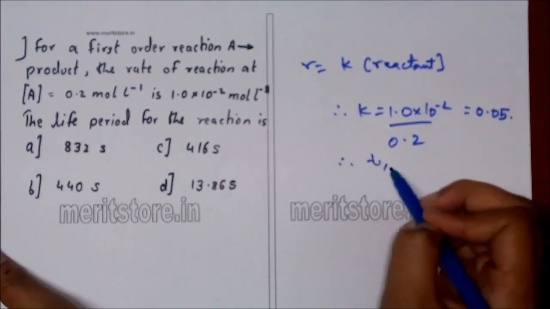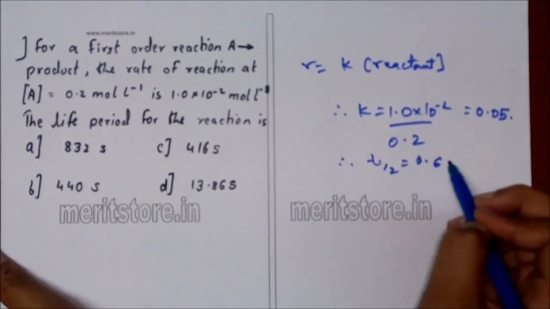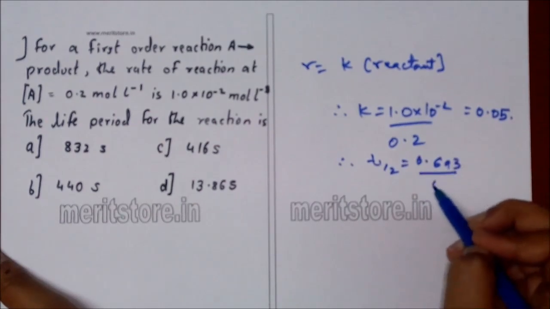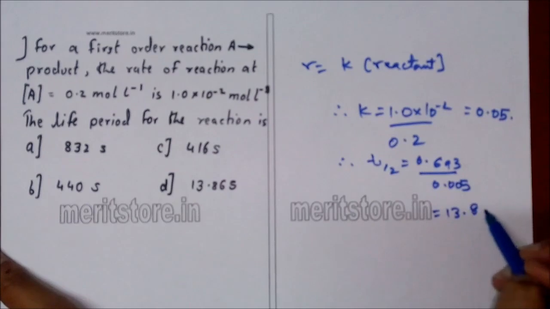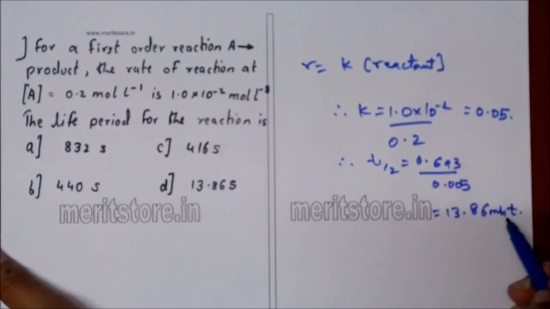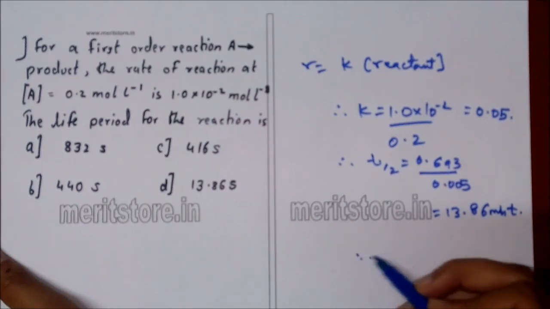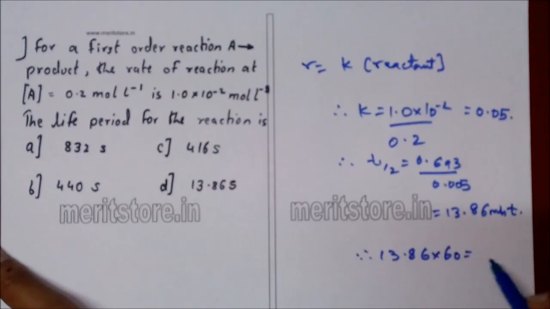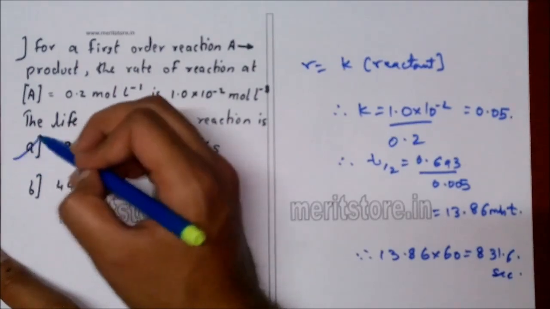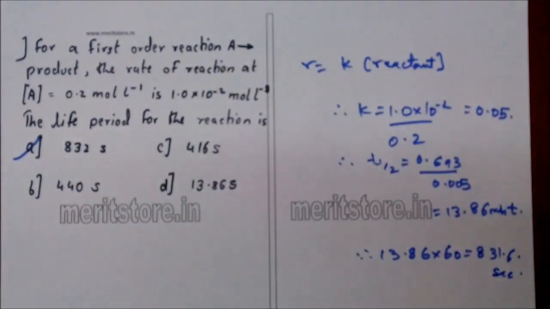Therefore T half is equal to 0.693 upon 0.05, which is equal to 13.86 minute. Therefore 13.86 into 60, which is equal to 831.6 seconds. So option A is the most appropriate answer.